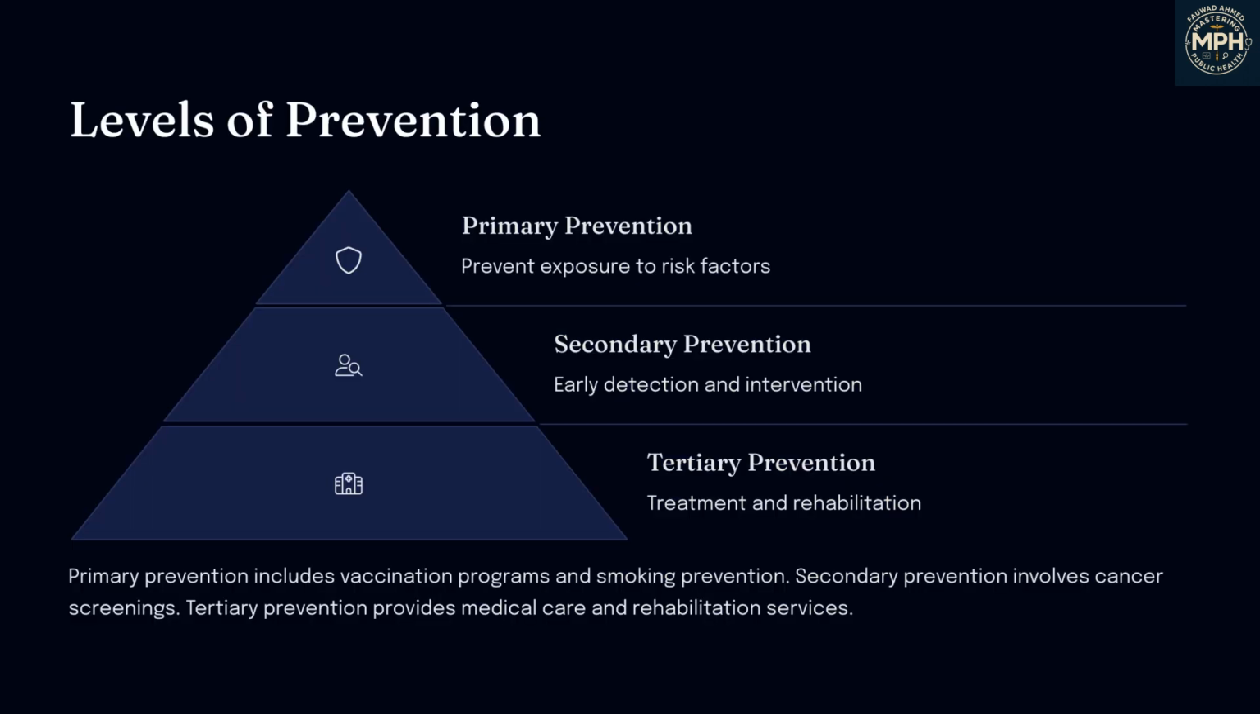Section 6. Levels of prevention. A key concept in public health is prevention, applied at 3 distinct levels. Primary prevention aims to stop an illness or injury from occurring at all, by preventing exposure to risk factors. Think of vaccination programs, efforts to discourage smoking, or banning lead in paint.